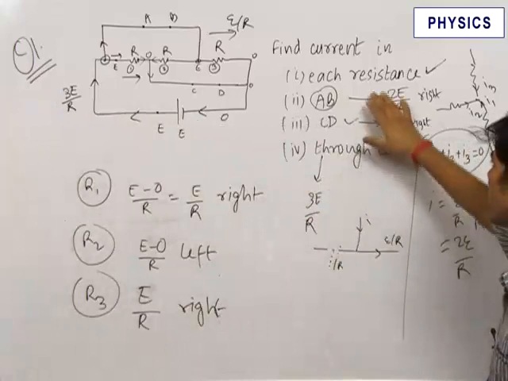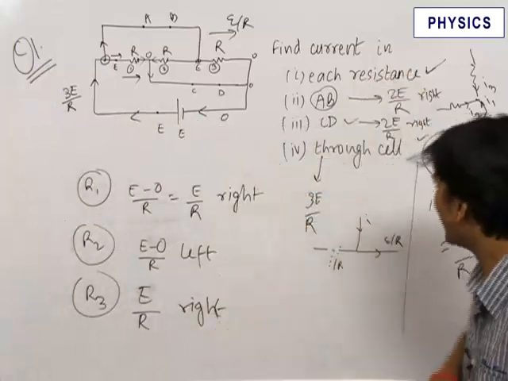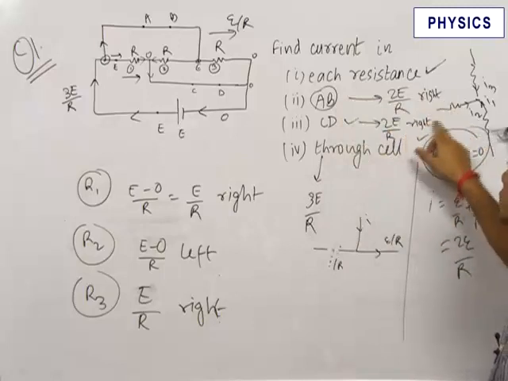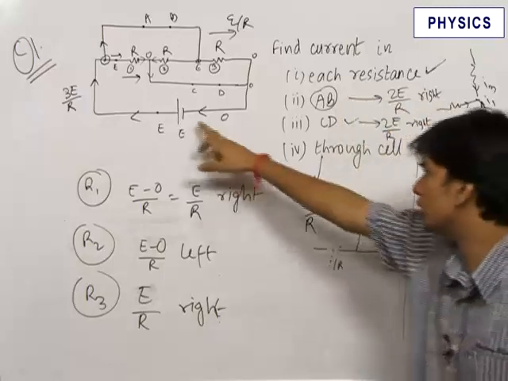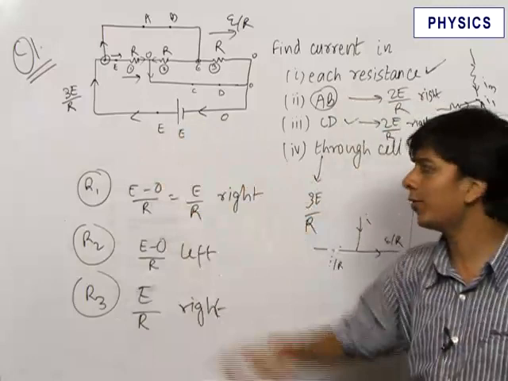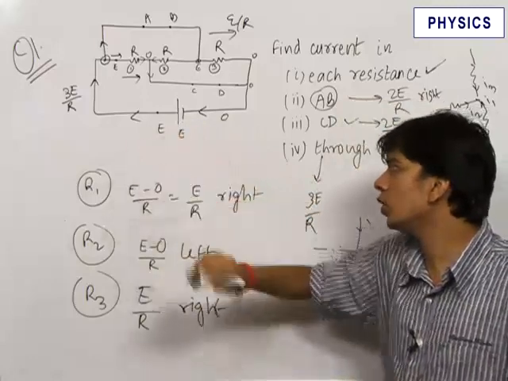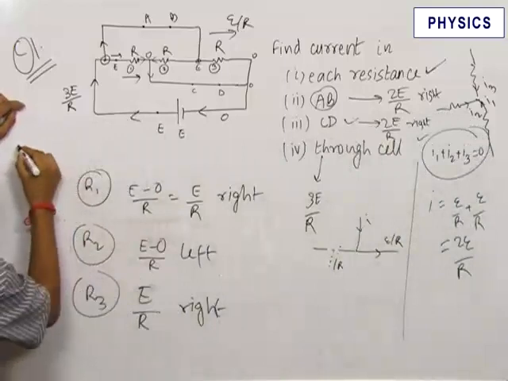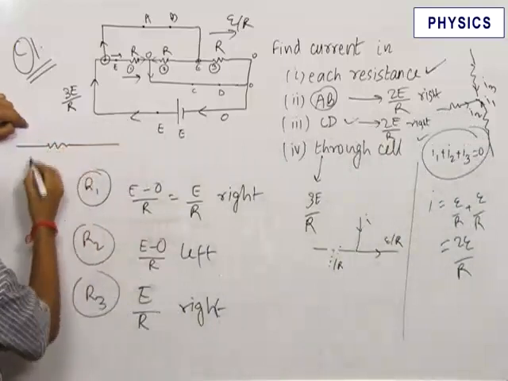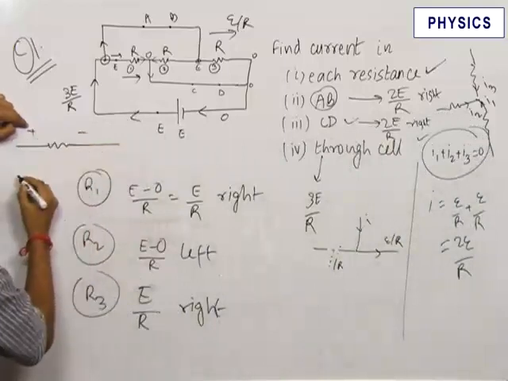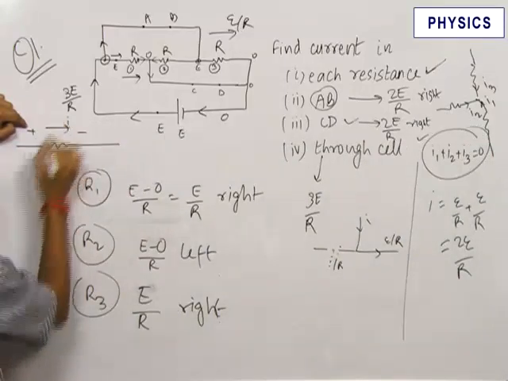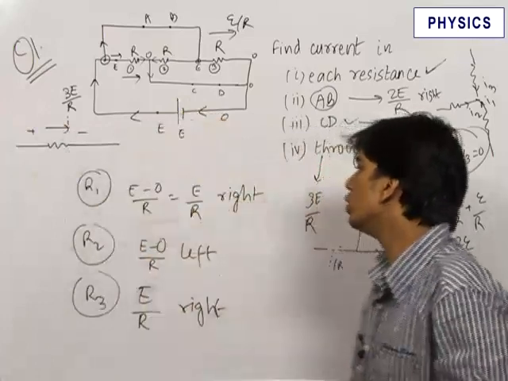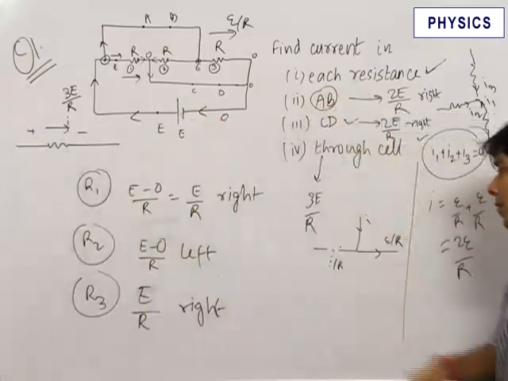So our final answers are as follows: the current through AB is 2E upon R towards right, the current through CD is 2E upon R towards right, and the current through the cell is 3E upon R towards left, that is from lower potential to higher potential. One thing to note over here is that in a load, that is a resistance, current flows from higher potential to lower potential, that is in this direction. But in a source, the current flows from lower potential to higher potential, and thus we get our final answers.